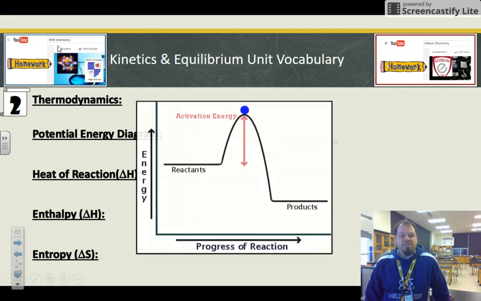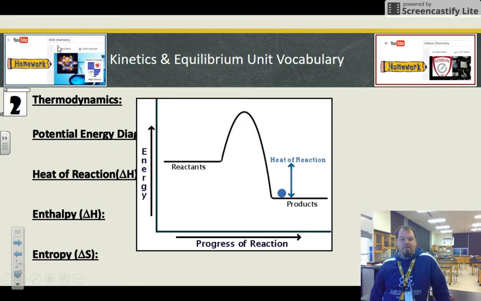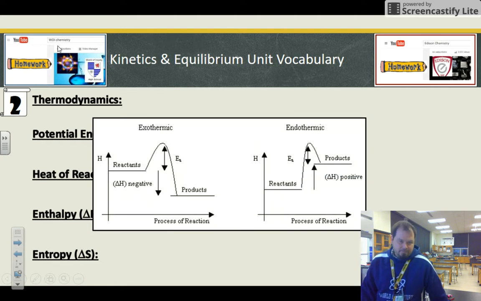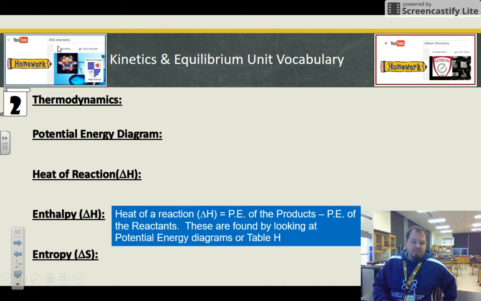Heat of reaction. This is the difference, right there, between the reactants and the products. And I always do products minus reactants so I get the right sign. So the change in enthalpy of a reaction is the potential energy of the products minus the potential energy of the reactants. This means now that the sign is accurate. Am I endothermic or exothermic? Got it. Enthalpy: change in enthalpy, we just talked about this, is the heat of the reaction, delta H. The potential energy of the products minus the potential energy of the reactants.